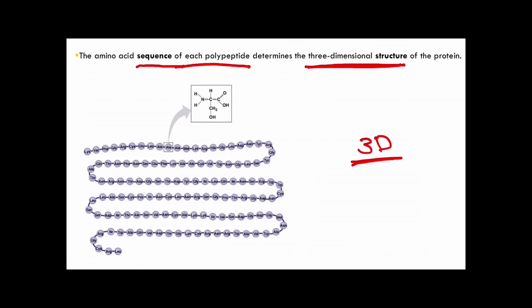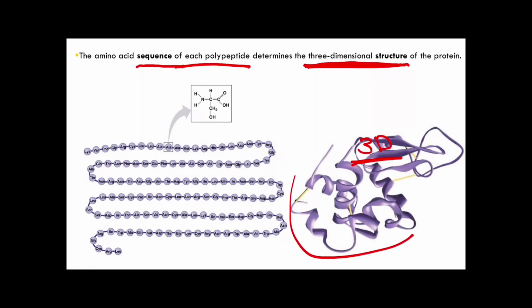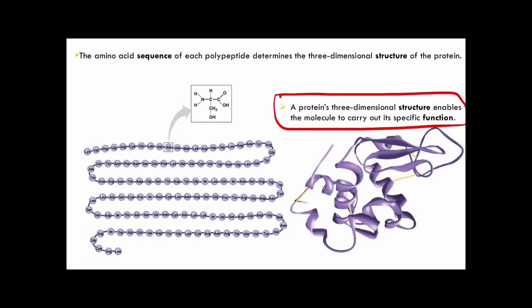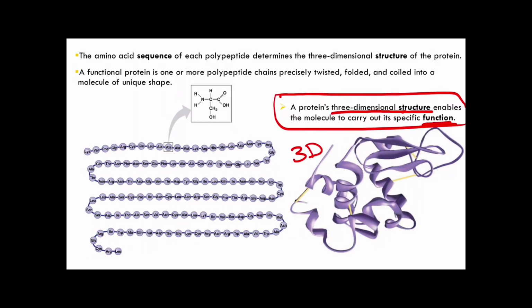هذا السيكونس هو اللي يحدد 3-dimensional structure. فهذا اللي أنا قلت 3D يلتف على نفسه. So this is what I just said, that the structure or the 3D structure, 3D, is important for the function of the protein. So structure and function. A functional protein is one or more polypeptide chains twisted and folded and coiled into a molecule of unique shape.